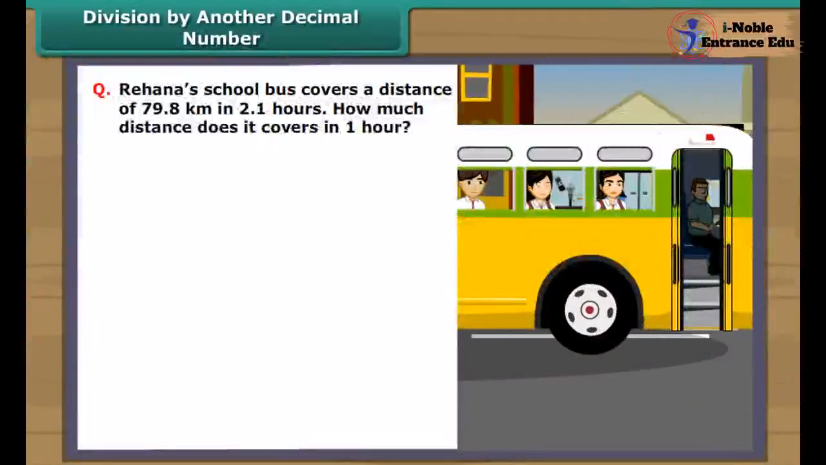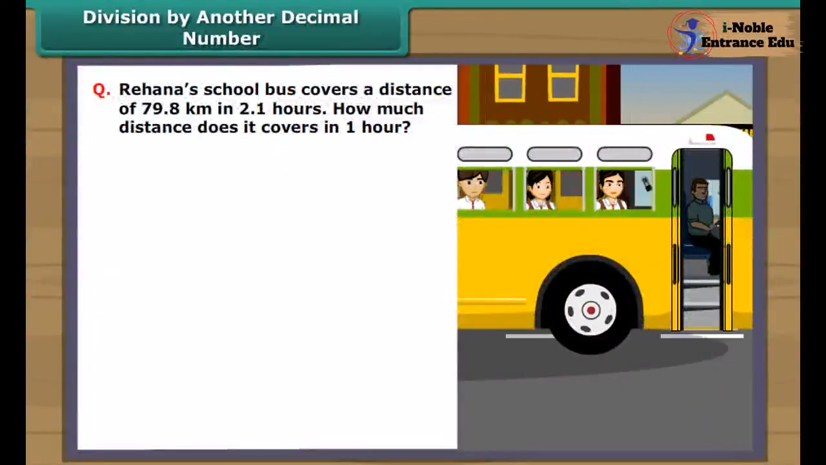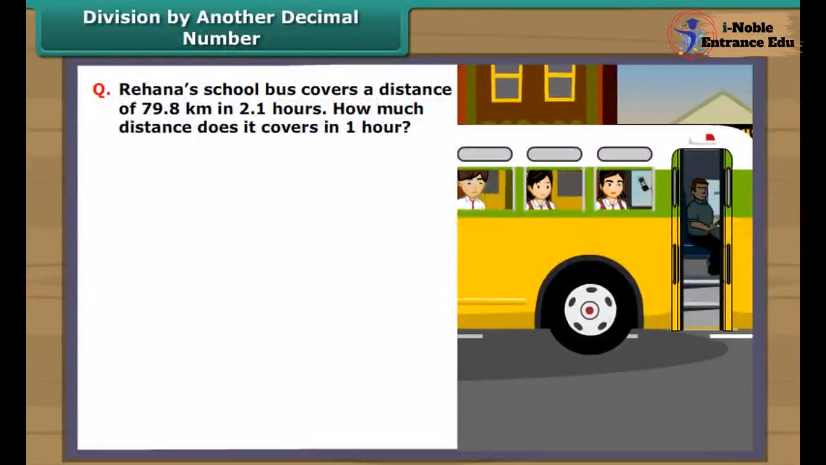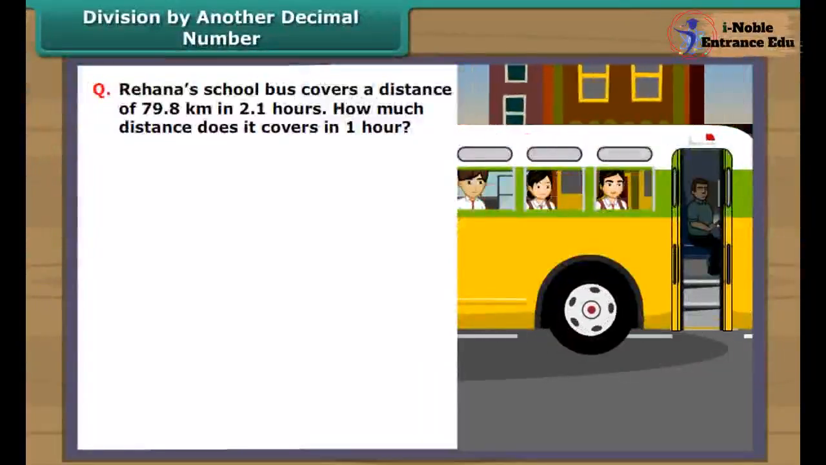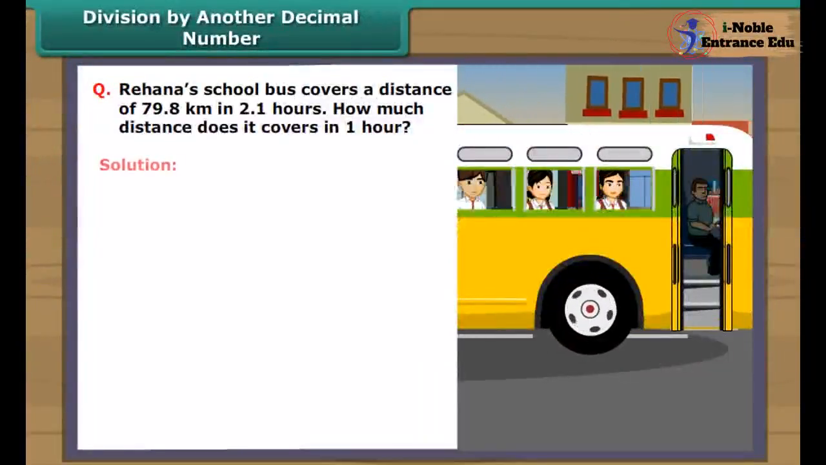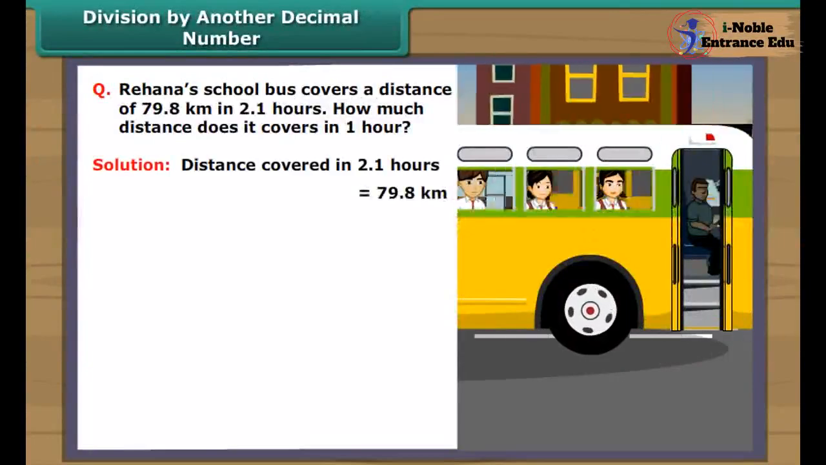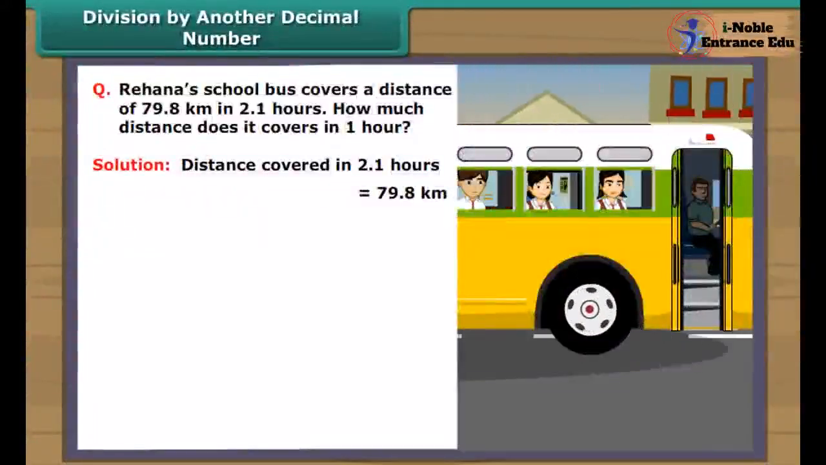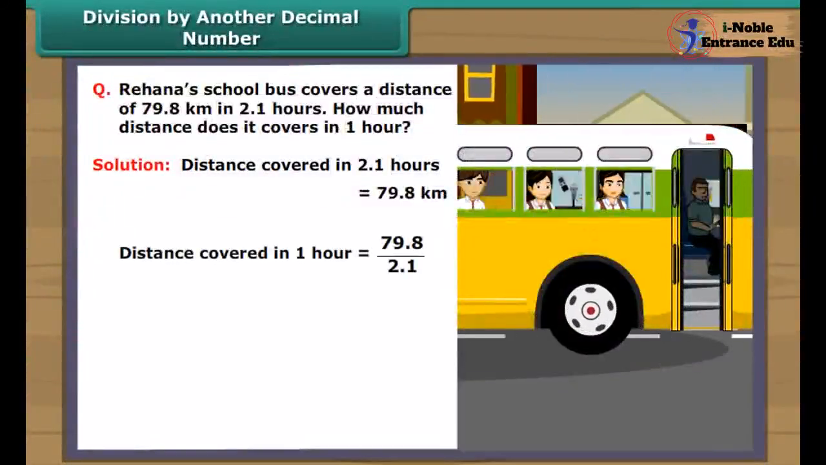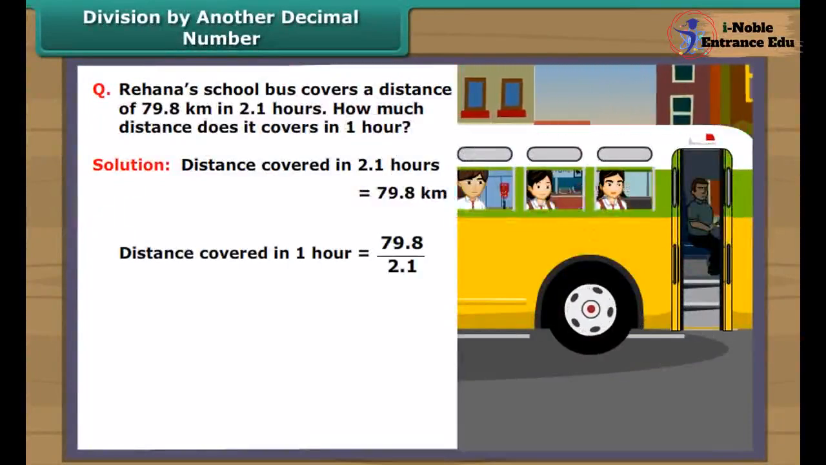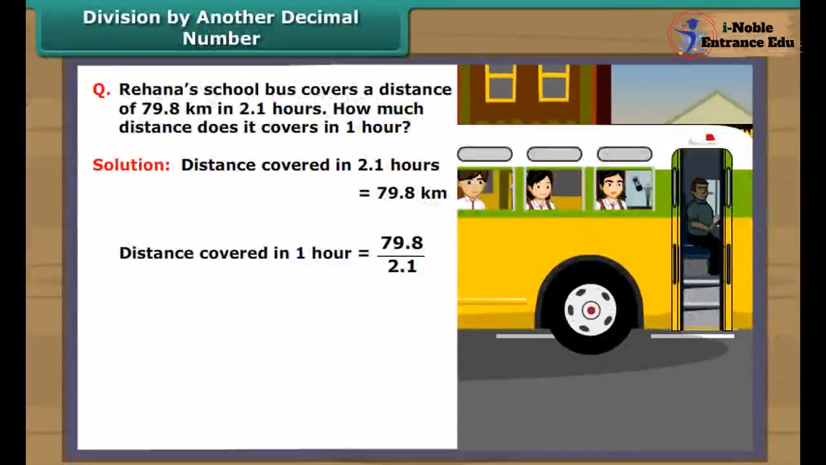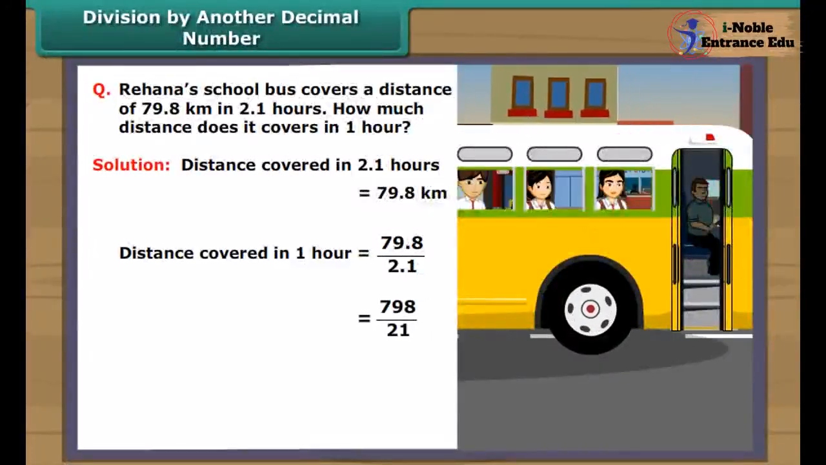We observed that the decimal point was shifted 1 place to the right in 15.5 to make it 155. So, there was a shift of 1 decimal point to the right in 0.5 also to make it 5. Thus, we can write 15.5 divided by 0.5 as 155 divided by 5, which gives 31 as the answer. Let us practice a question based on this.